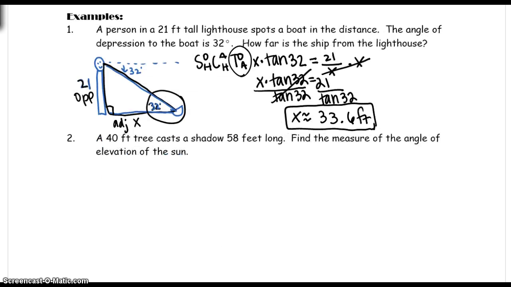All right, so let's keep going. Let's check out number 2 here. A 40-foot tree casts a shadow 58 feet long. So if we have our tree here, okay, and you don't have to be a really good artist. As you can see, I'm not.